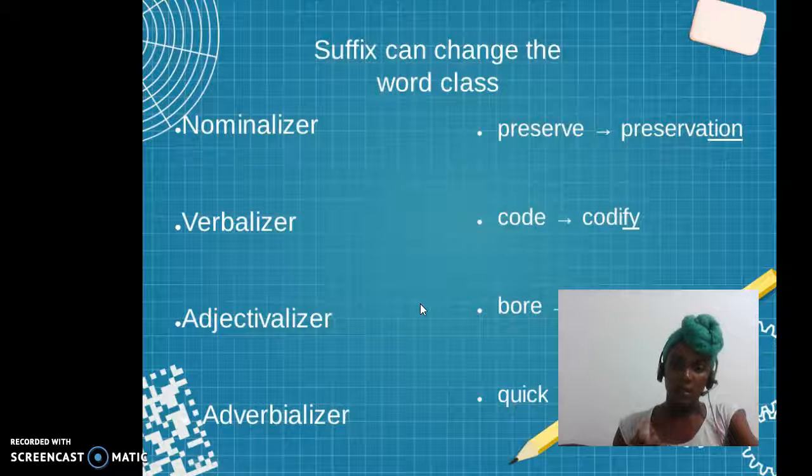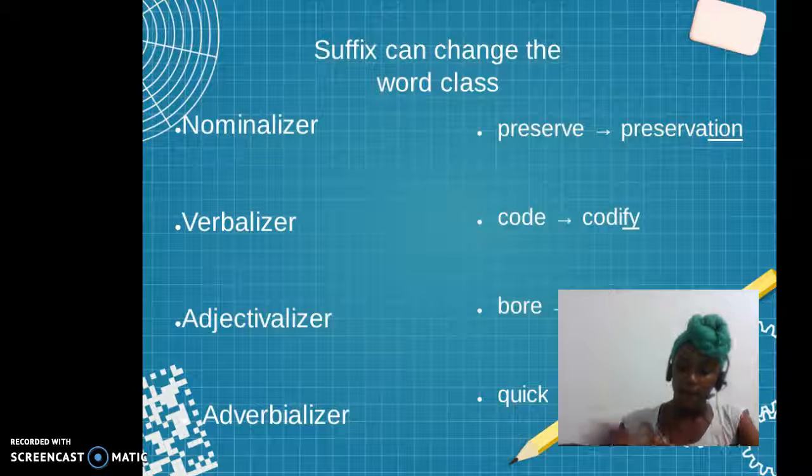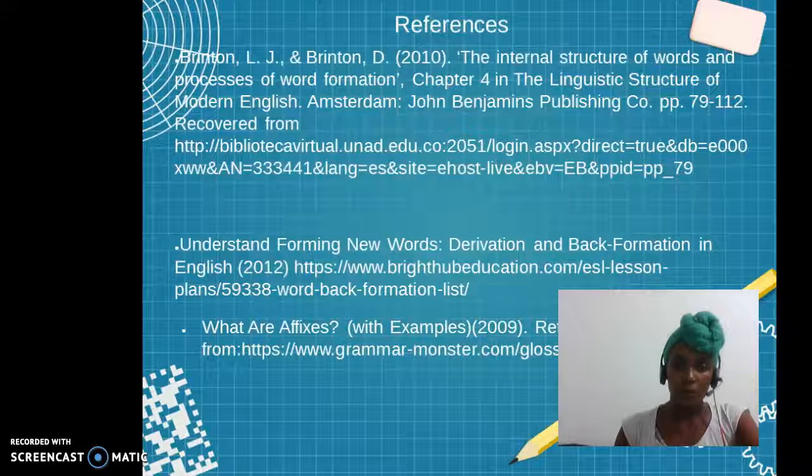This is the way that we can build new words. If you want to know more about this topic, you can visit this reference and learn more about it.